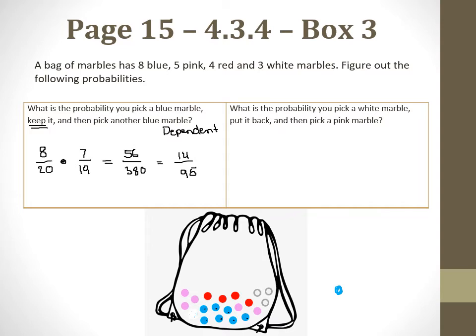One more marble scenario here. This time it's asking, what is the probability that you pick a white marble, put it back, and then pick a pink marble? Since we are putting this marble back in the bag, these are independent events. The number of possible outcomes is not going to change. So what's the probability of picking a white marble? Well, there are 3 whites out of 20 in the bag.